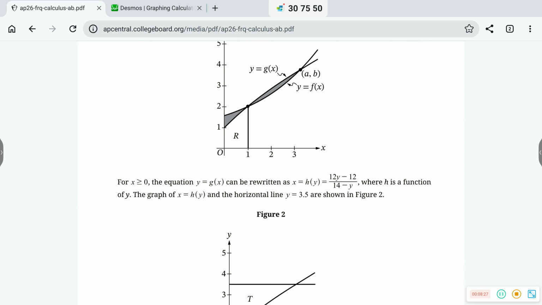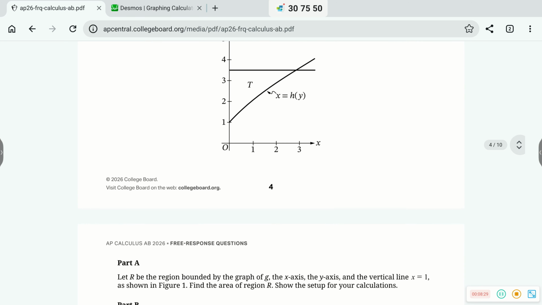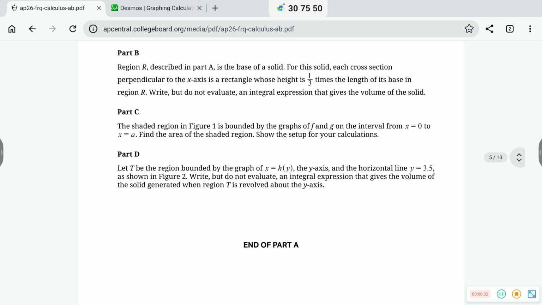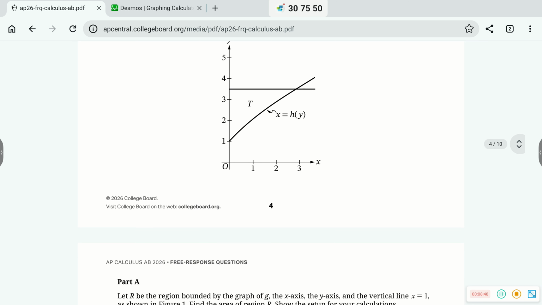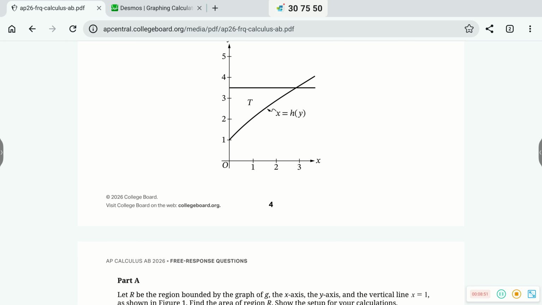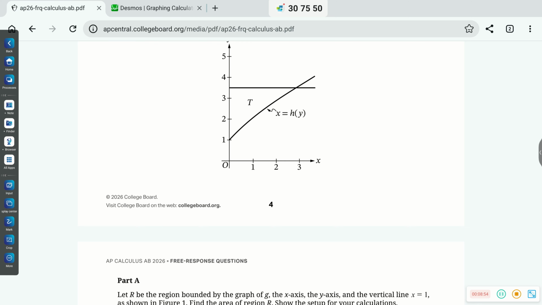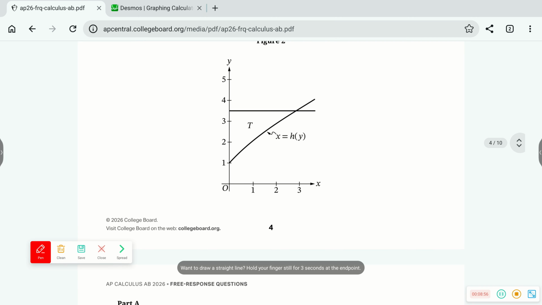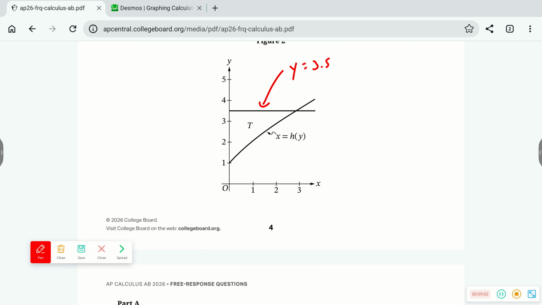All right, so the last part, we've got to use this figure too, right? Let's see what it says. Do I need to type this in Desmos? Let T be the region bounded by the graph of the y-axis, the horizontal line 3.5, and revolved around the y-axis, right? But do not evaluate. Okay, so I don't need Desmos for this. 3.5 is what it says, didn't it? Okay, so this right here is y equals 3.5. This is h of y, and this is x equals 0.